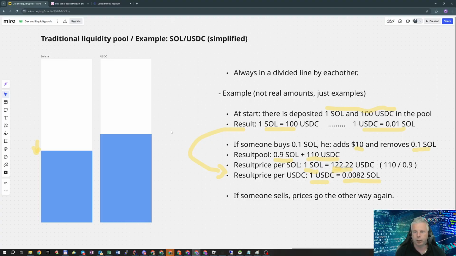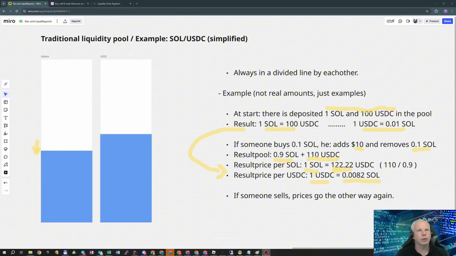But at least, this is the traditional way of a liquidity pool. Our advanced techniques for actually making a lot of money on this, like 20% per week or something, are a little bit more sophisticated than this. But you'll need to understand this first so you know what we're doing.